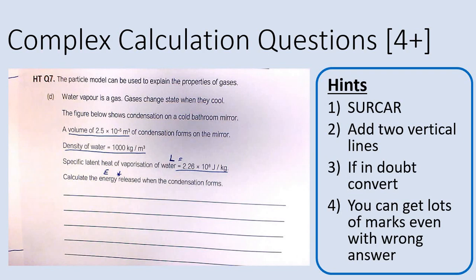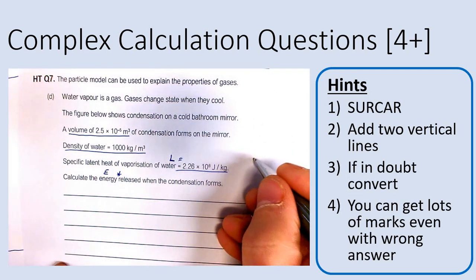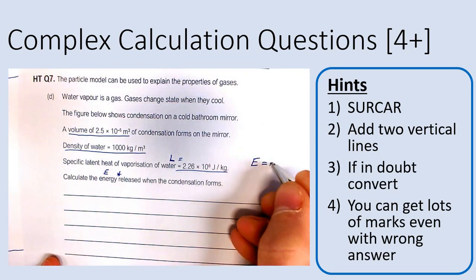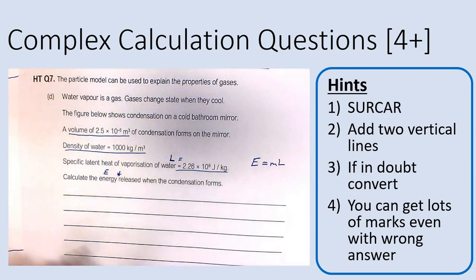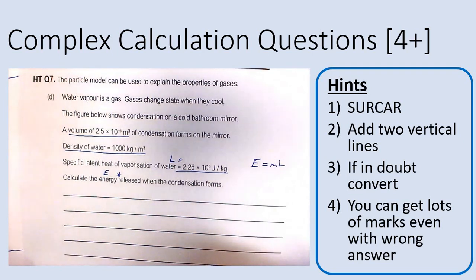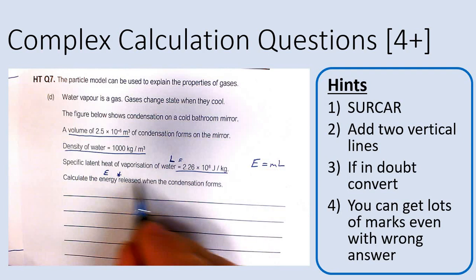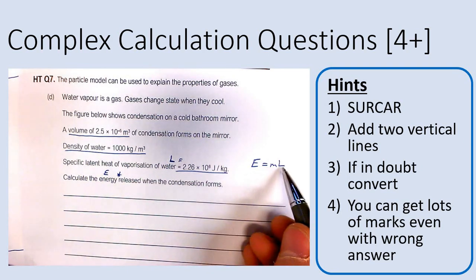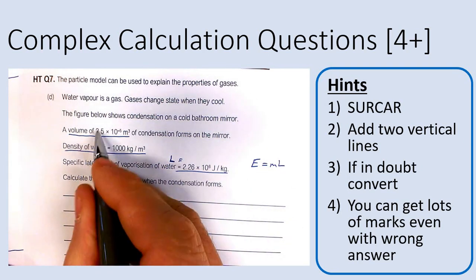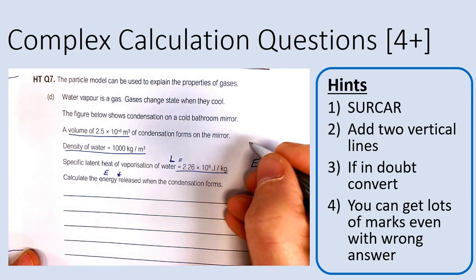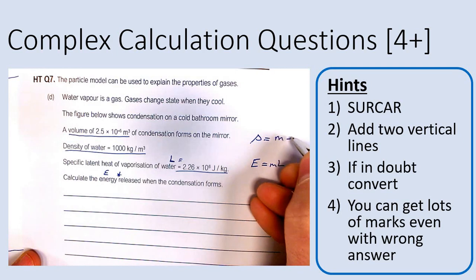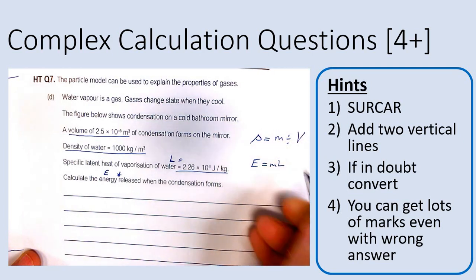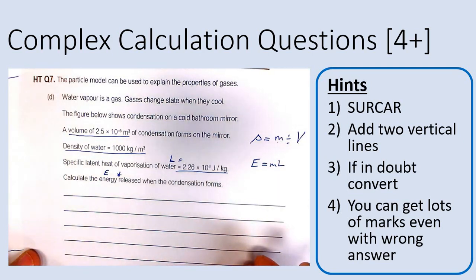If in doubt here, I look through my equation sheet that I get given for physics, and I find a formula that says E equals mL. I always do that if I don't know what the formula is. So I've got L, I need to find E, I need to find m. Well, density and volume are related because I know that density equals mass divided by volume, and I've got density and I've got volume.